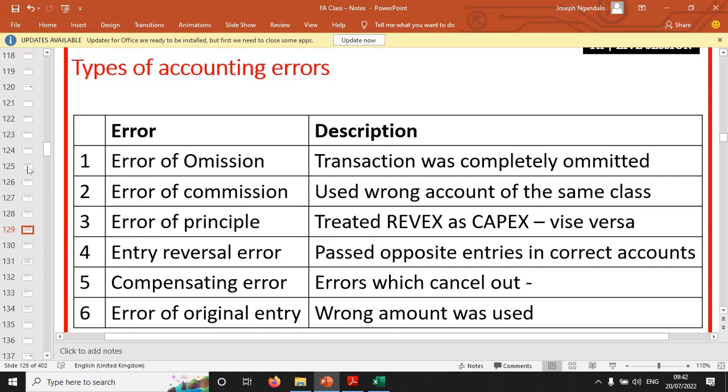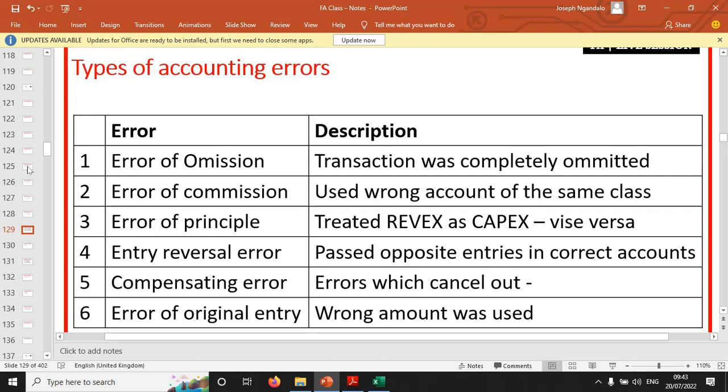So, he has just told us something that relates to the entry reversal error. I just wanted to say that on the entry reversal error, for you to correct the problem, you have to multiply the figure by 2, and then pass the correct entries.